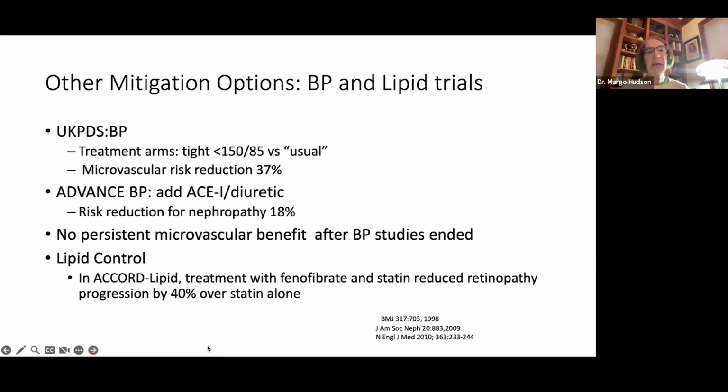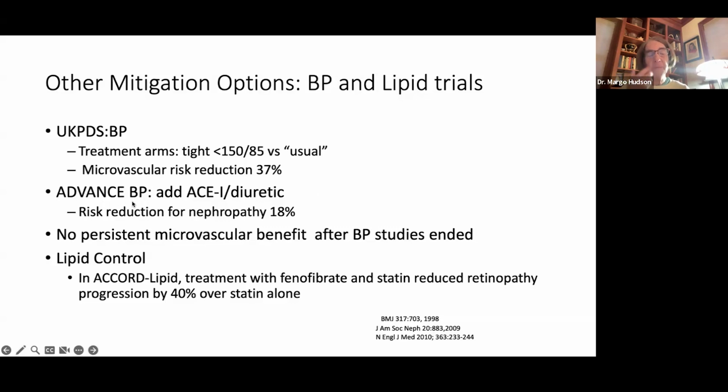And here is some data from some trials of type 2 patients looking at blood pressure control and lipid control. So the UKPDS, the type 2 study, also had a blood pressure arm where they had what they called tight control of hypertension. We would not consider this tight anymore, but less than 150/85 versus usual, which was above that. And they found in this microvascular risk reduction, again, 37%.